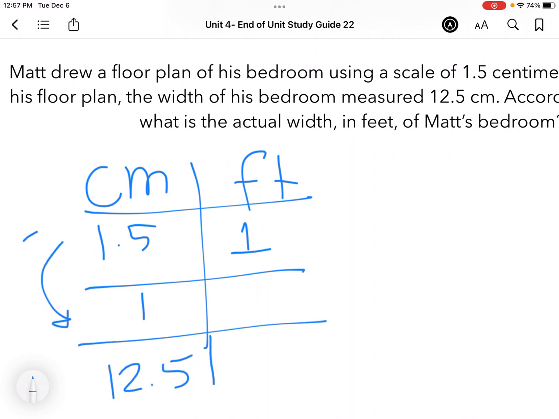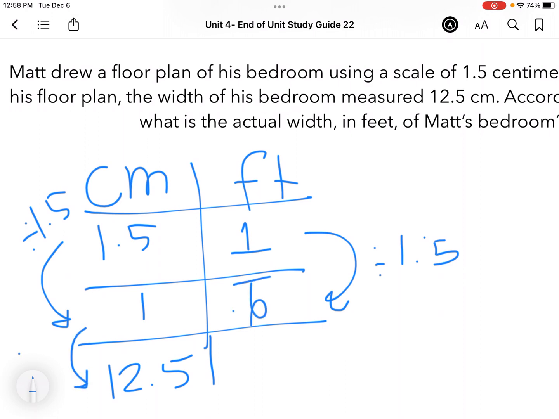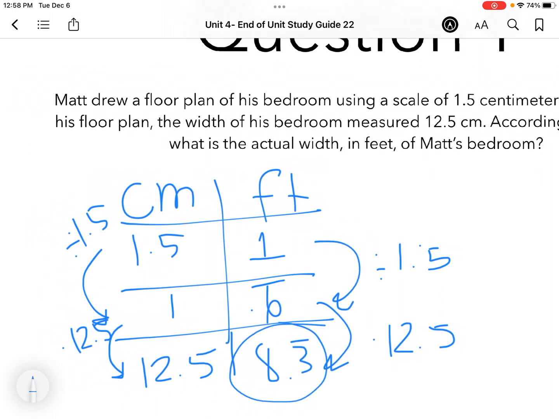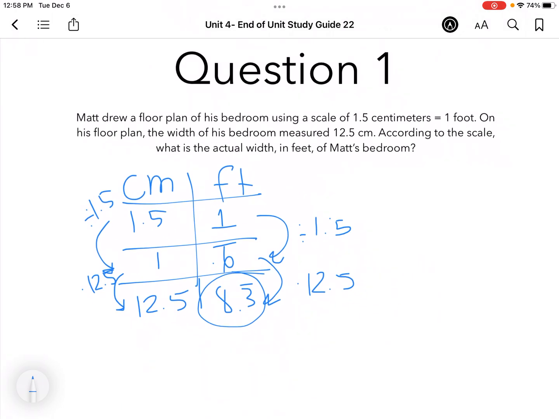So I'm going to divide by 1.5 on each side. So in my calculator, I'm going 1 divided by 1.5, and I get 0.6 repeating. And then I'm going to multiply by 12.5. And I get 8 1/3, or 8.3 repeating. So it should be 8.3 feet.